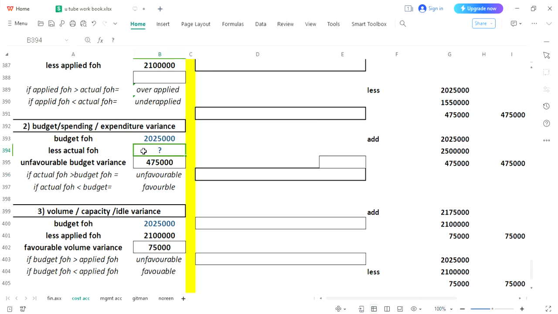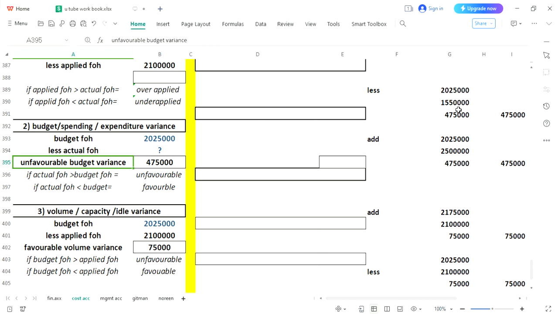Add question mark. We have two options. You can put 1550 and you can put 25 lakh. Which option will be chosen? It entirely depends upon this conclusion or decision. In our question, it has been mentioned that budget variance is unfavorable. When would it be unfavorable? If actual amount is less.